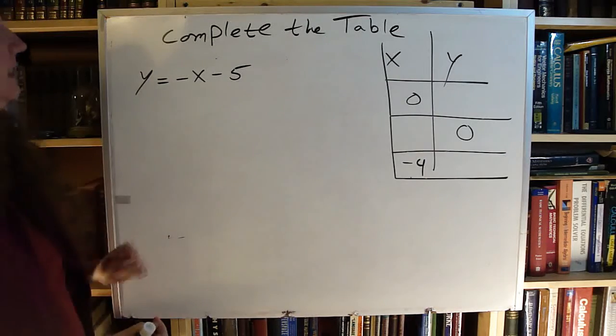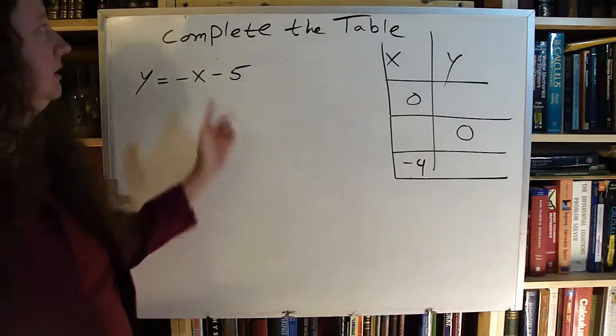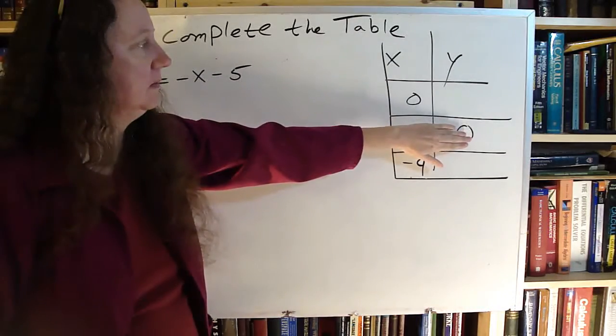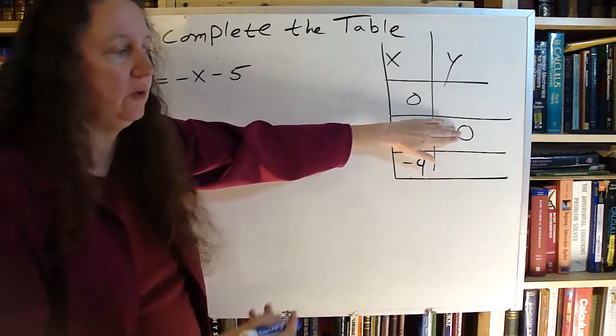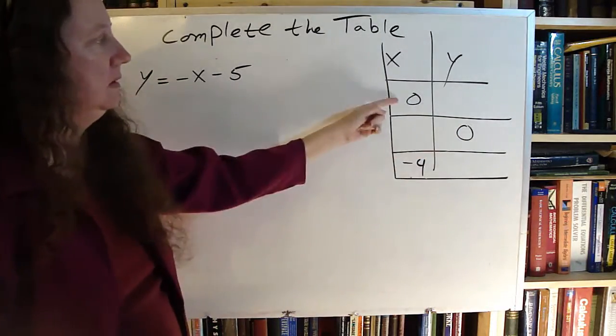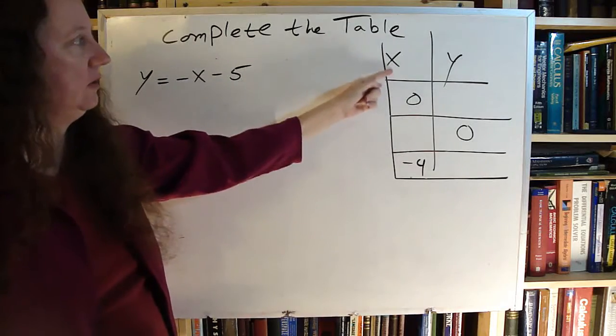y equals negative x minus 5. Complete the table. So I'm going to start with the top one. Get yourself into a habit. Always follow a certain routine. Start with the top one. 0 is x.